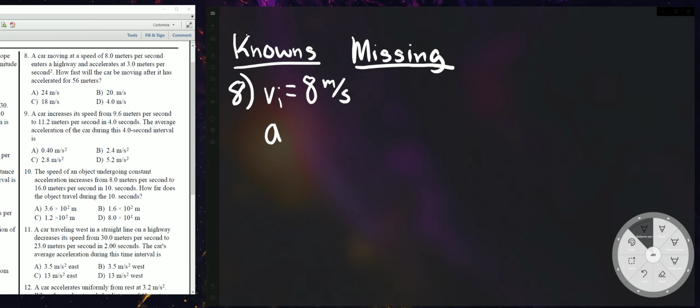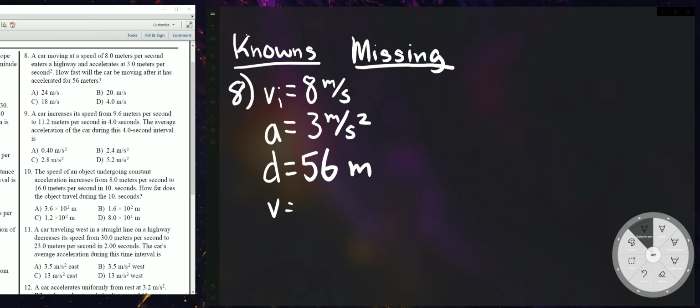And accelerates at 3 meters per second squared. You see the per second squared, so meters per second squared, that's the acceleration value. How fast will the car be moving after it has accelerated for 56 meters? Well, it ends in meters, so you know that's your distance. It wants you to figure out what is my final speed after it's traveled that distance? So you're solving for your final speed. Okay, solve.